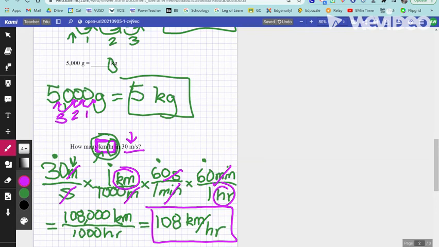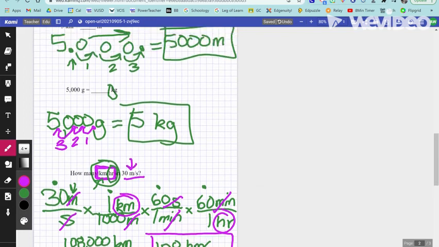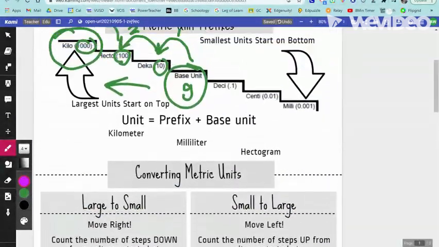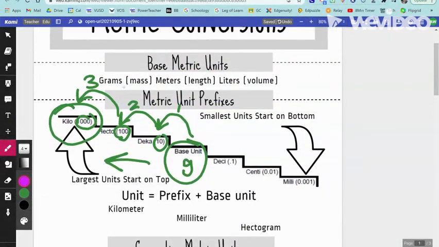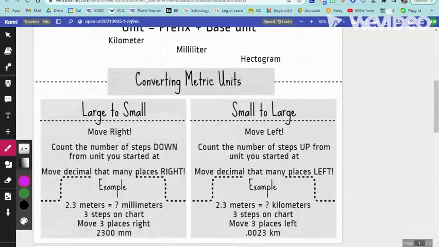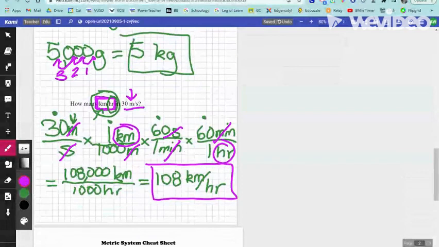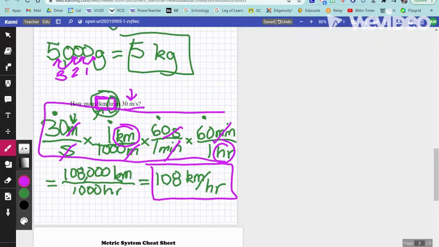So remember, if they are simple problems, we can use our steps. When they get more complicated, or if they involve more than one type of unit, that's when you want to be multiplying and canceling out. So let me know if you have any questions.